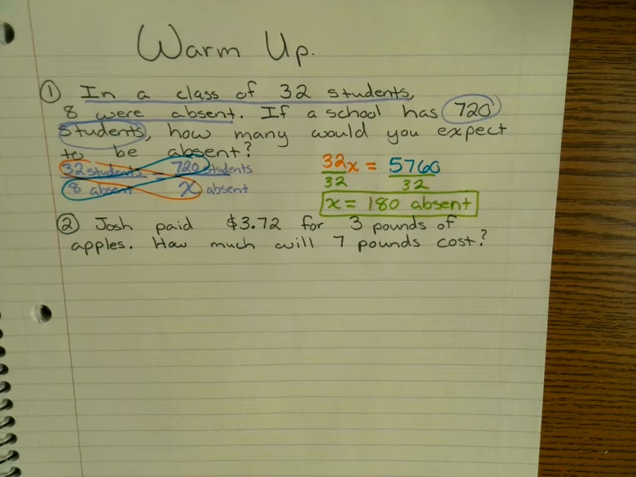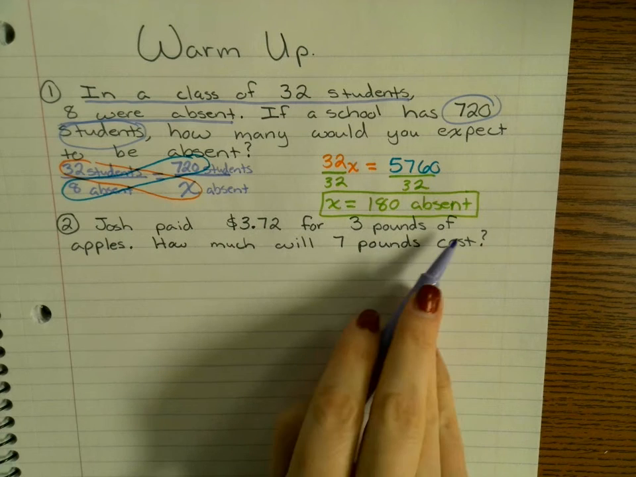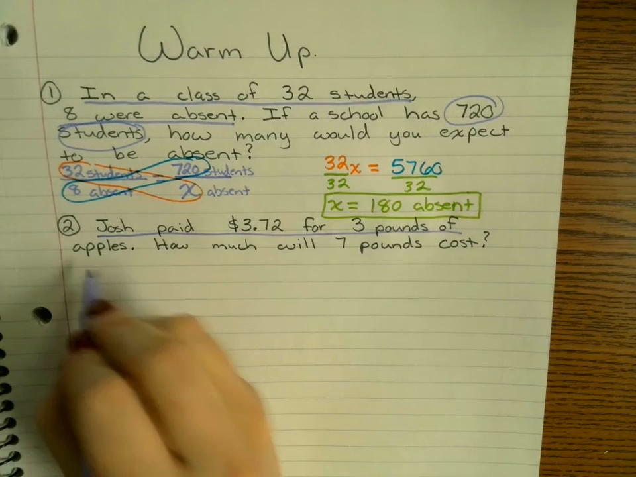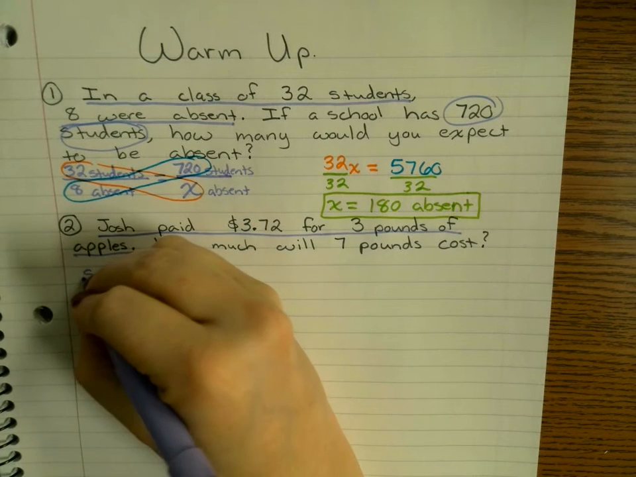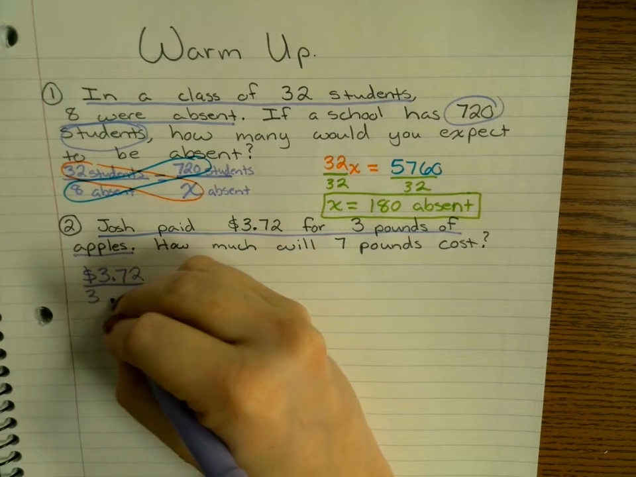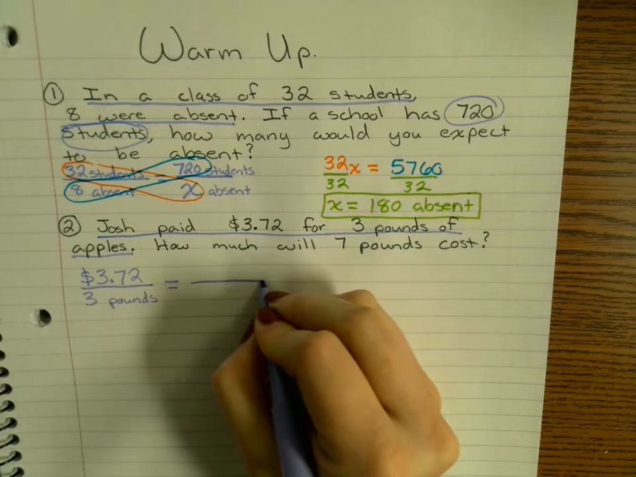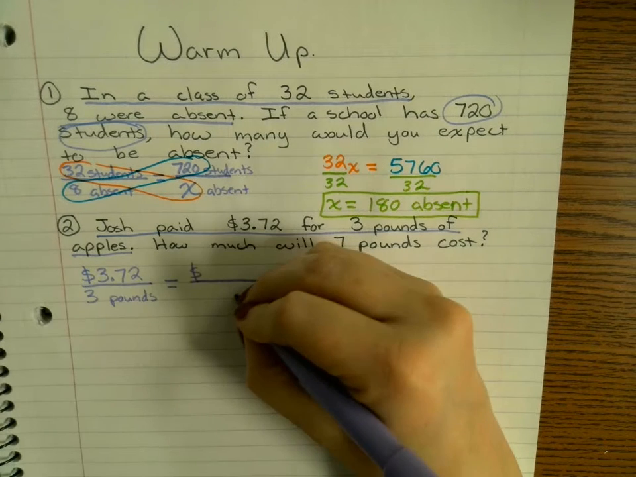Okay, for problem number 2, Josh paid $3.72 for 3 pounds of apples. There's a fully stated ratio right here. He paid $3.72 for 3 pounds of apples. So I'm going to set it up: $3.72 over 3 pounds. Then I need to set it up so that I have money on top again, because I have money on top for the first one, and I have pounds on the bottom.